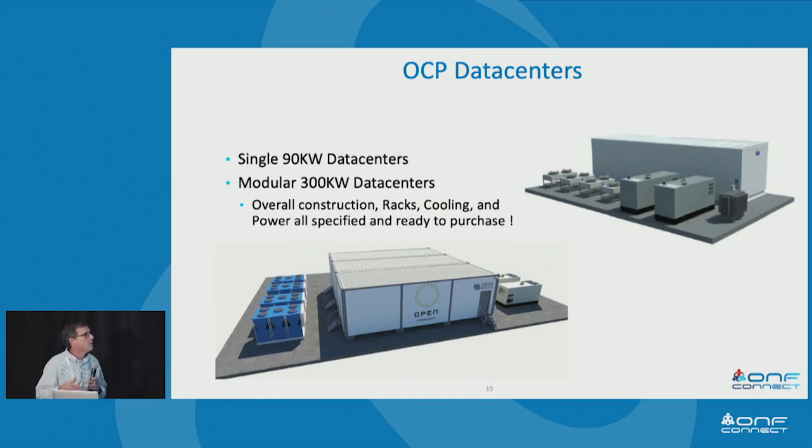Going a step further, there are portable data centers that are defined in OCP. So you can go to the OCP website, and there are specifications and vendors that will supply these types of modular data centers that can be dropped on site for a carrier if they need to build out more capacity at their cell tower or where they're doing their hubbing spots. There are single data centers and modular data centers that go up to 300 kilowatts. So those types of things are available.